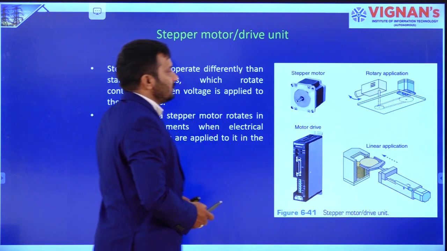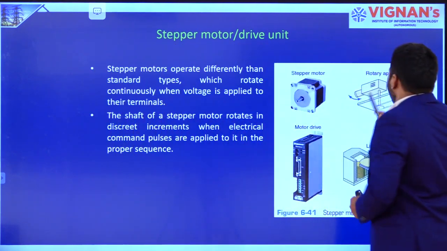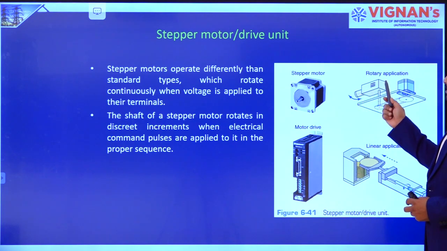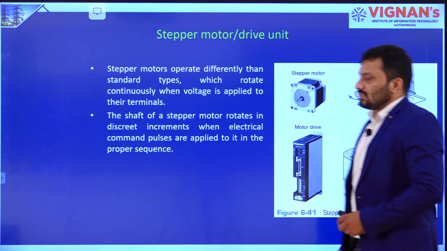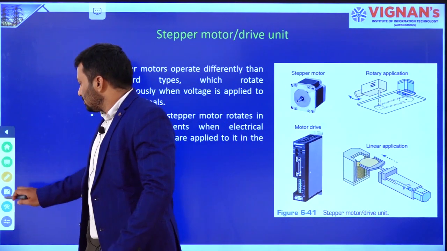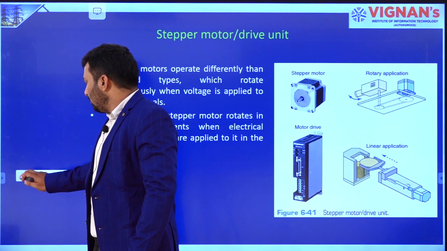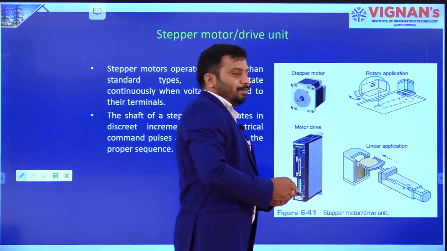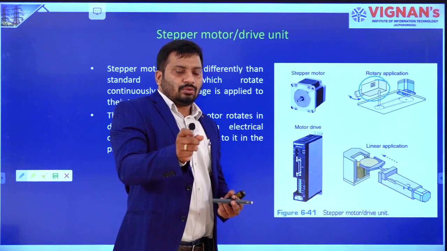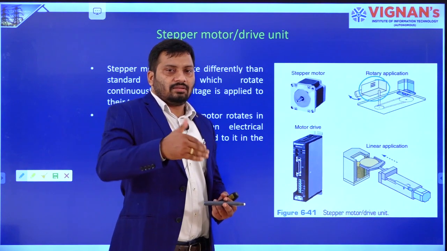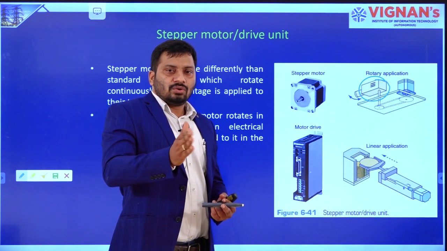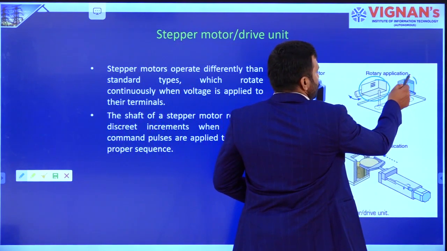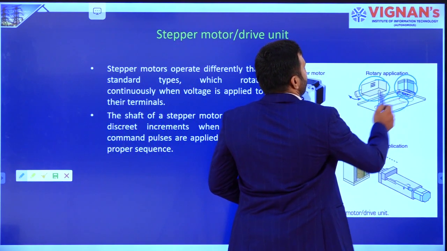In industry applications, if any application requires step movement, one example is the surveillance camera. Here in this figure you can see a surveillance camera. You want to rotate this camera in steps in both directions. In that application we use a stepper motor with some chain arrangement.